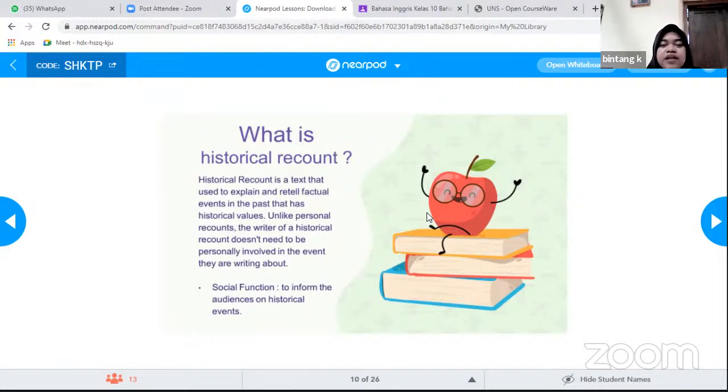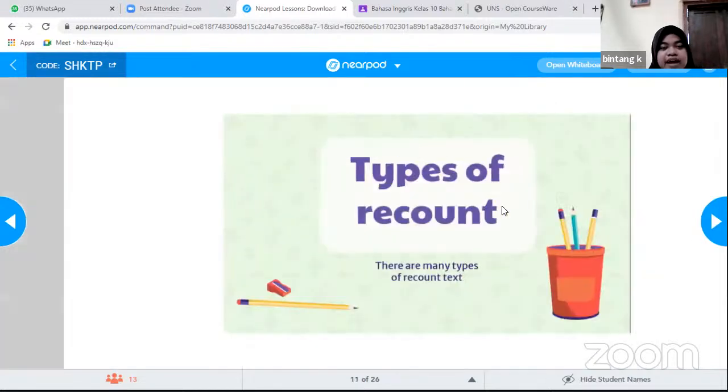Unlike a personal recount, the writer of a historical recount doesn't need to be personally involved in the event they are writing about. For example, the Battle of Surabaya that you have watched in the previous video, or it can be called the Battle of 10 November. Another event is the proclamation of Indonesian independence and so on. And the social function of a historical recount is to inform the audience about historical events. Okay, now move to the next slide.